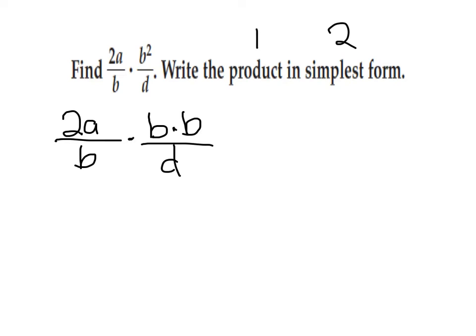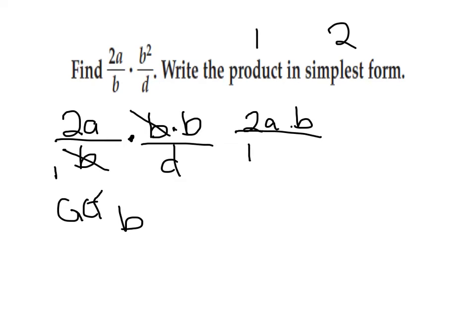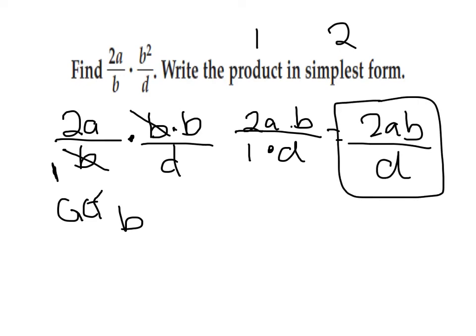I'm looking for, because I'm multiplying, anything I can cross multiply are a GCF. And I notice that b is the GCF here, so I got 1 here and 1 here. That means I can eliminate those. There's nothing else to eliminate, no more GCFs. So I'm going to go ahead and multiply the numerator, 2a times b, over 1, because that's 1 right here, times d. Go ahead and multiply all that together, 2ab over d. That, ladies and gentlemen, is our answer.